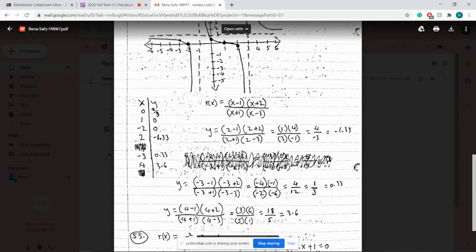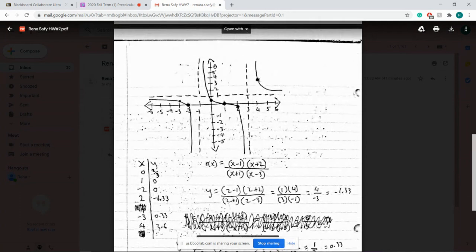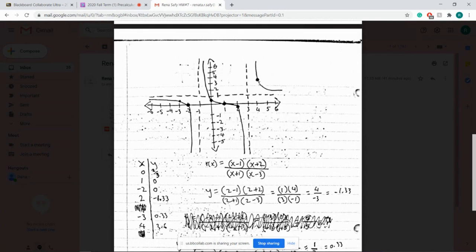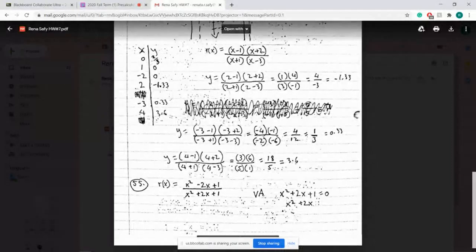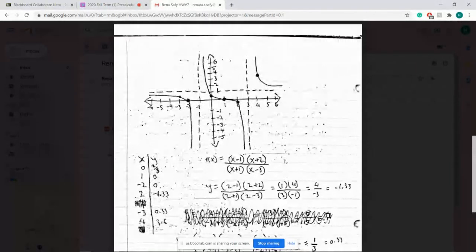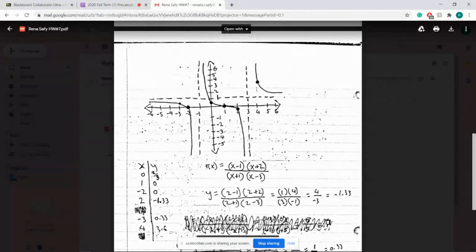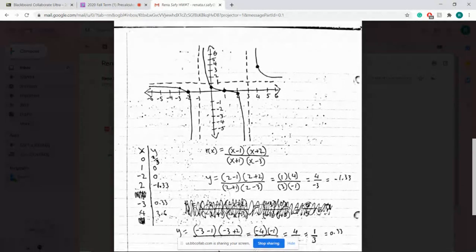And then I did the same thing for 4 because I wanted to see where the line would end up, on the top of the horizontal asymptote or the bottom. So when I plugged in 4 for x, I ended up with 3.6. So it gave me a point on top of the horizontal asymptote. So I just drew a line for that, and then that's it.